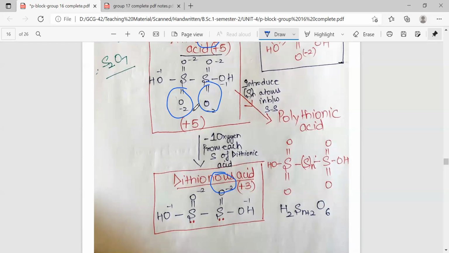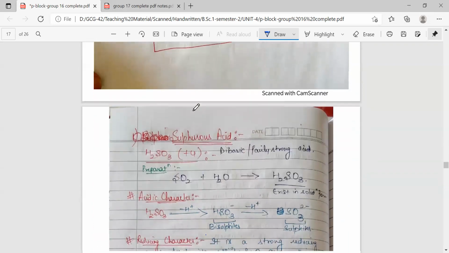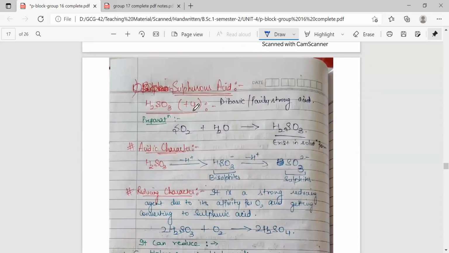So from all these oxo acids of sulfur, we can easily know the corresponding anhydride, we can know the oxidation states of sulfur, and we can know the basicity. Basicity is fixed for the oxo acids of sulfur, that is 2 always, because 2 OH groups are there. Now we'll be discussing all these oxo acids of sulfur one by one.